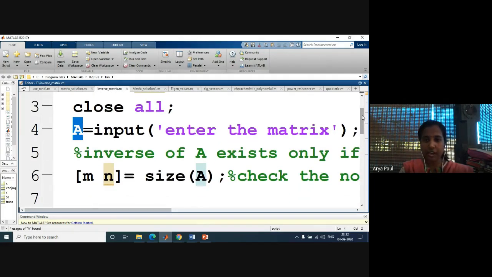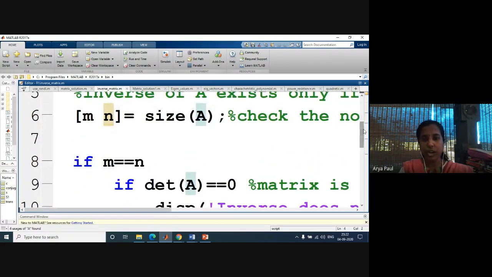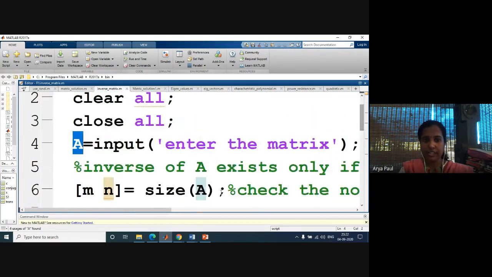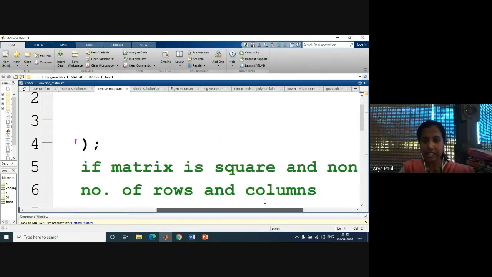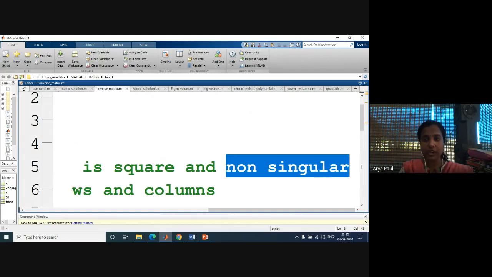Next, in order to find out the inverse, you need to check two conditions. First of all, the inverse of a matrix A exists only if the matrix is a square matrix and if the matrix is non-singular. So two conditions need to get satisfied. First we will check whether the matrix is a square matrix and then we will check whether it is a non-singular matrix.